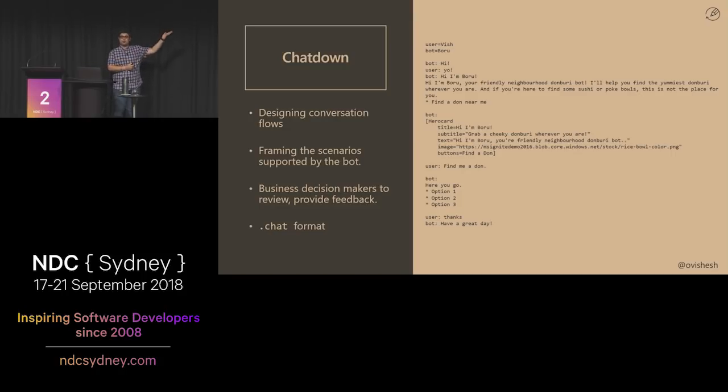So in my case, I was building a donburi bot because I love eating donburi. And so one of the things in there was having a nice welcome message and straight away getting to an action, which is find me a don around me. So that's all I wanted, and I've got some options, and I say thanks, and off I go. So that's the basic conversation I want to start with. And then we'll worry about the more complex workflows or complex conversation flows later on.